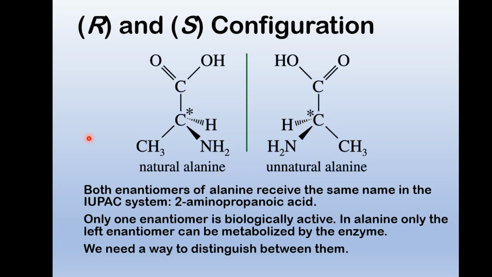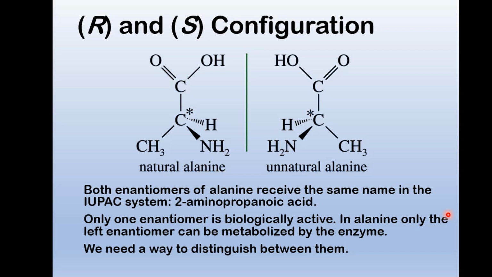It is a stereocenter. It's asymmetric, meaning it's not symmetric. It means we have 4 different groups around this. And notice, a line might be like a mirror, and we see this being a reflection of this one here. So we name these the same, 2-aminopropanoic acid, but only one enantiomer is biologically active.